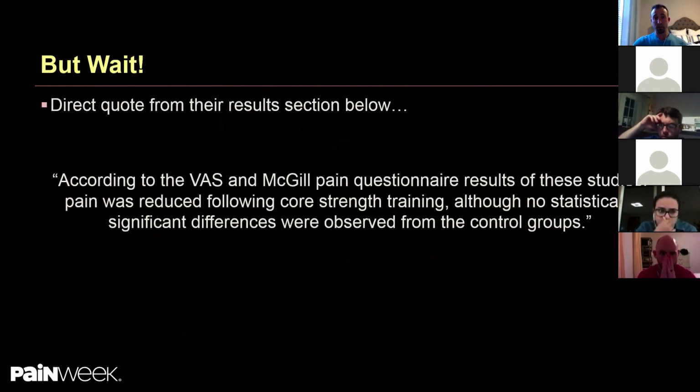Yet, here is a direct quote from their results section. According to the visual analog scale and the McGill pain questionnaire results of the studies, pain was reduced following core strengthening exercises, although not statistically significant. No statistically significant differences were observed from control groups or general exercise groups when you compared them to core strengthening. So their own results conflict with what they were saying.